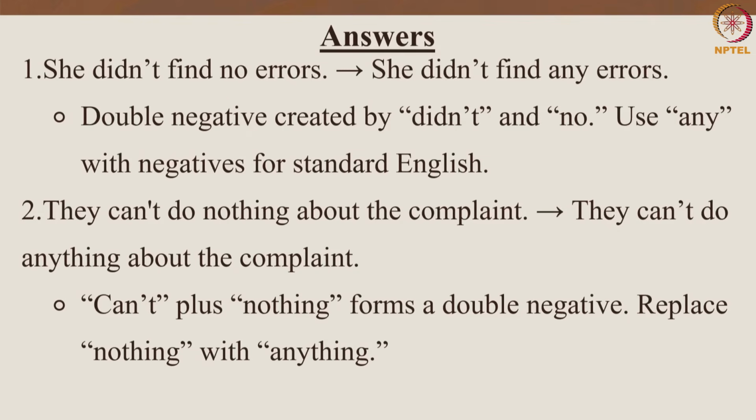Answer. First, she didn't find no errors. She didn't find any errors. So double negative, didn't and no. So instead of no, say any. Next one. They can't do nothing about the complaint should be they can't do anything about the complaint. Can't plus nothing forms a double negative. Replace nothing with anything.